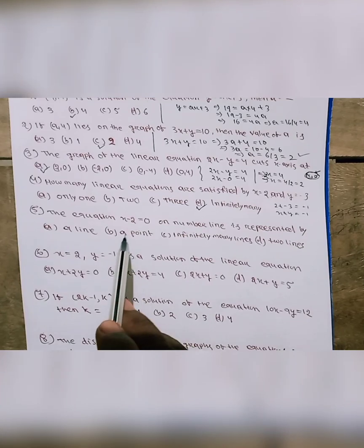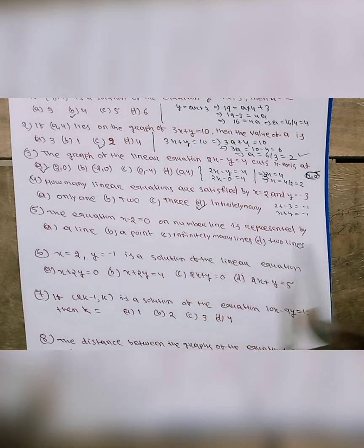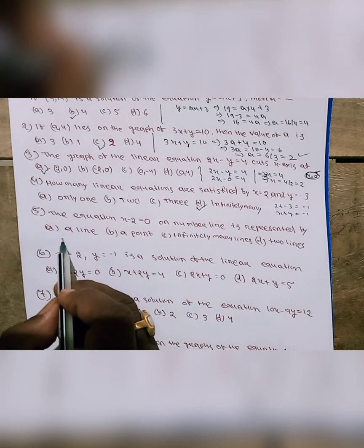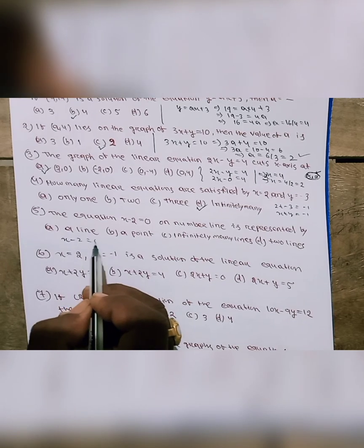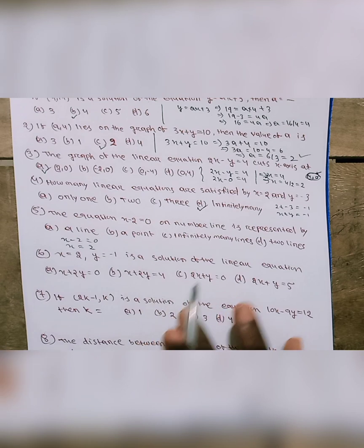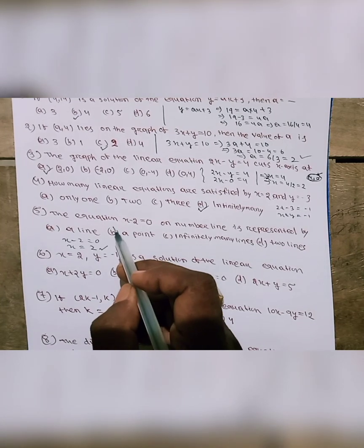Number 5. The equation x minus 2 = 0 on the number line is represented by A line, B point, C infinitely many lines, D 2 lines. Which one is correct? The given equation is x minus 2 = 0. So x is equal to only 2. If you represent it on the number line, it will be a point, only a point. So option B is right.